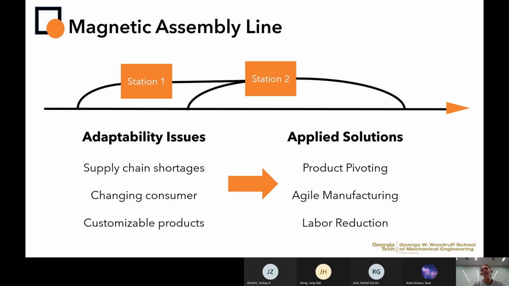Our solution of a magnetic assembly line that allows you to pick and choose stations for products to pass through as needed allows for product pivoting, meaning that when a part is not available to make a certain product, you can move to a different product. And it also allows for agile manufacturing, meaning when you're thinking about how to produce a part, you already have a variety of stations that are interchangeable and not a set sequence that you have to stick to. It also allows for a labor reduction because not all stations would have to be manned at all times.